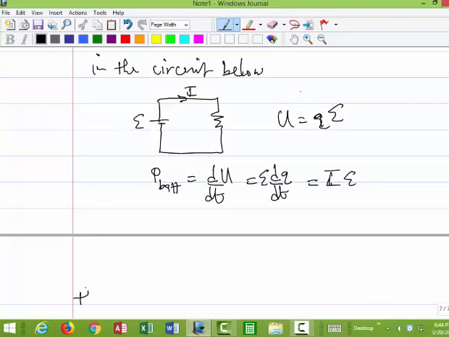So the unit of power is the watt. I think we've seen that before. The symbol is W, and one watt is 1 joule per second.